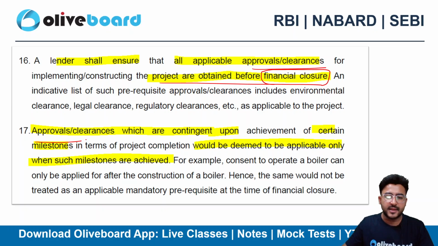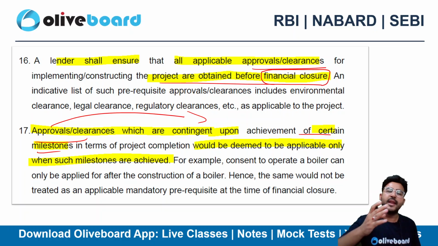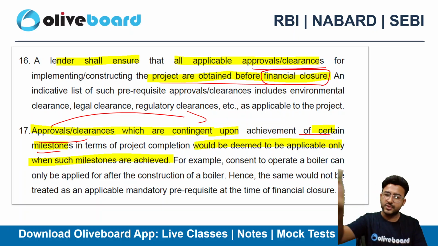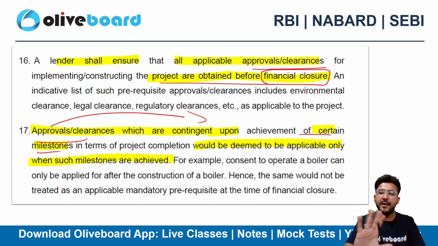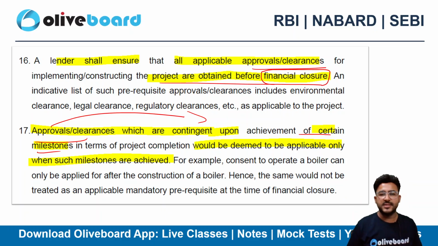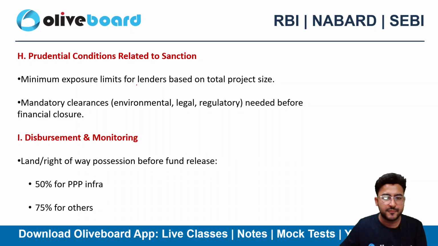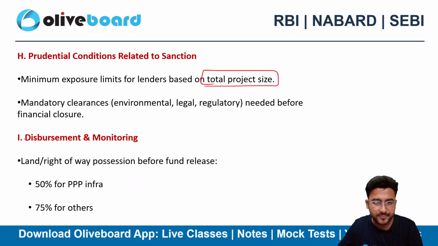Approvals and clearances that are contingent upon certain milestones won't even be considered as prerequisite clearances. If it is dependent on a milestone, we will consider it done only once the milestone is achieved, not before that. We won't consider it as done until that particular milestone is achieved on which that particular clearance or approval is dependent, right? Prudential conditions related to sanction: minimum exposure limit for the lender based on total project size. It's based on the total project size. We have discussed it, right?